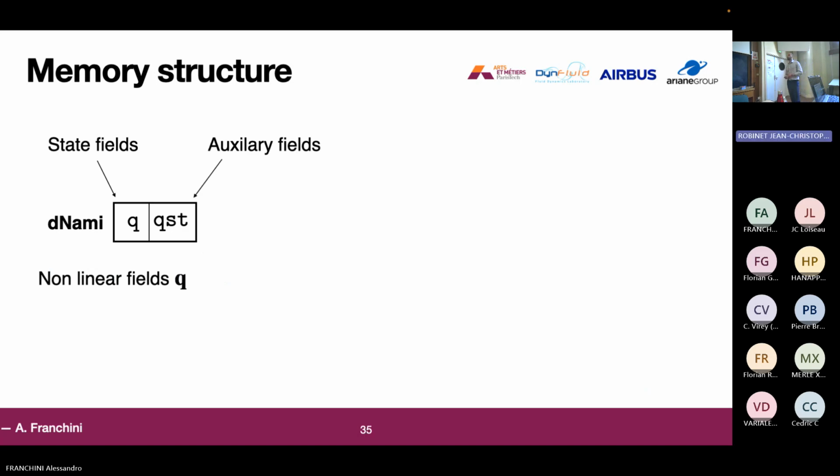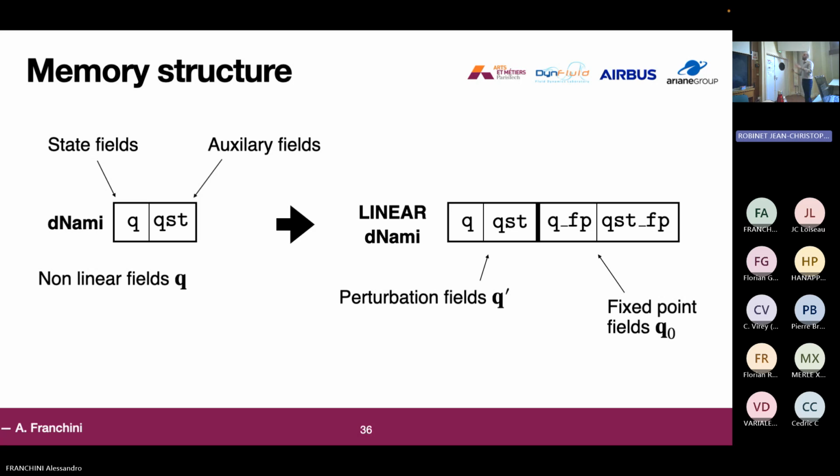A thing that we have to modify is the memory structure, because Dynamico in practice works by defining a state field, and for example you can define auxiliary fields in order to better write the equation in symbolic form. And the nonlinear fields, which represent the nonlinear fields Q, are a contiguous memory in which each data is contiguous from one another. And actually what we can do easily is use the same memory structure that is being used in the nonlinear fields Q for our perturbation field, since they are automatically given. And then automatically we will extend this memory to take place for the fixed point fields, which will be the fixed point fields of the state variable Q and also of the auxiliary fields that depend on the state variable.